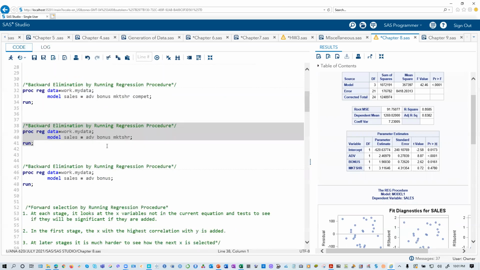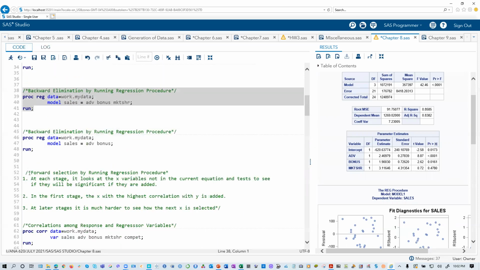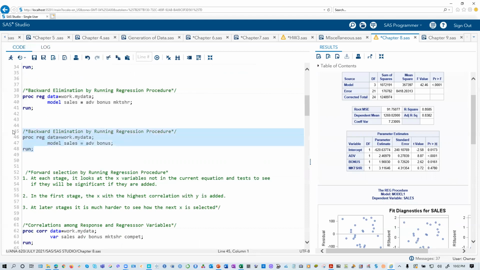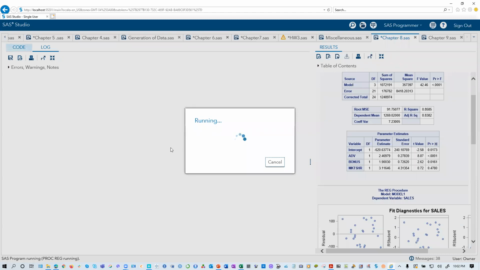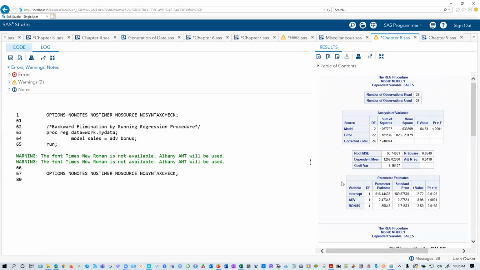It's like filtering. Now I'm going to go ahead and run these two, with the advertising and bonus. That's the same model I got using a different procedure called the all possible model selection procedure. Let's see, it's going to be consistent with that one. See, now what? Both are significant.